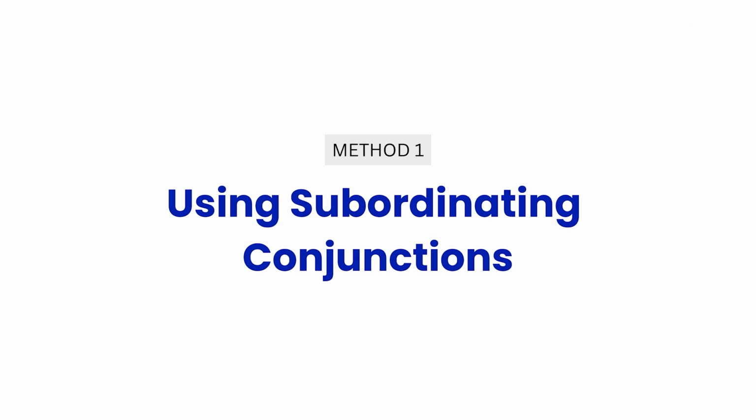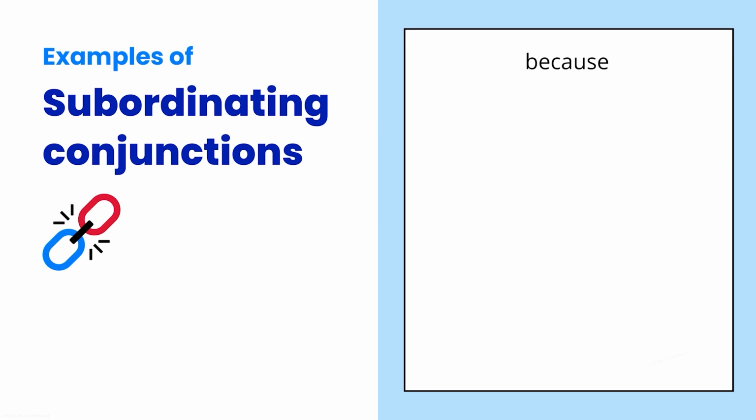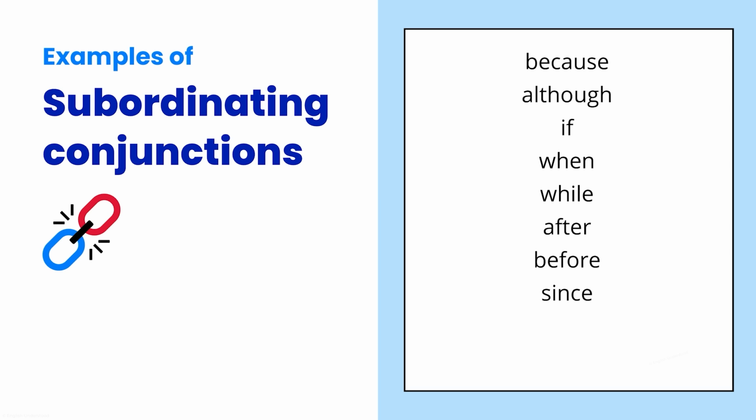There are three main methods. So let's start with the first one, which is using subordinating conjunctions. Now, the first thing you might be thinking is, what is a subordinating conjunction? What does that mean? Well, it's a word that joins an independent clause and a dependent clause. It joins them together. So let me show you 10 of the most common ones. Because, although, if, when, while, after, before, since, unless, as. Now, these are just 10 examples. These are not the only subordinating conjunctions in English.